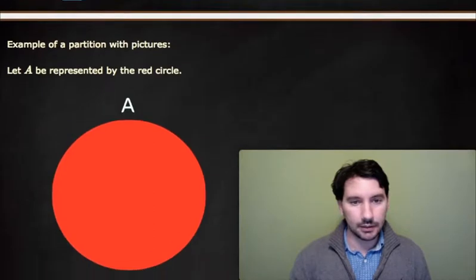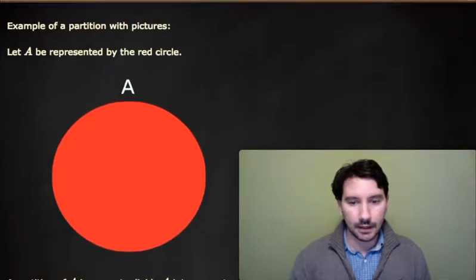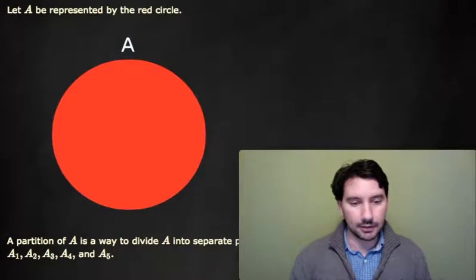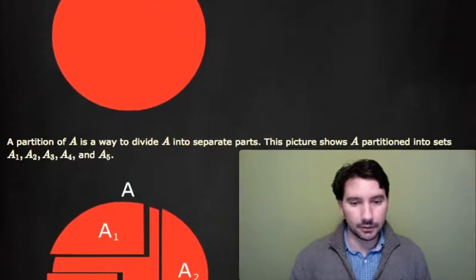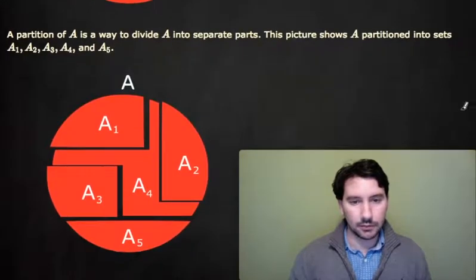We could also draw a partition in pictures. So we could let A be represented by a red circle. Then one partition of A into 5 sets, A1 through A5, would be as follows. We've just broken A into 5 pieces. So none of the pieces overlap, right? They're each disjoint pieces. But if we put all the pieces together, we get A back.